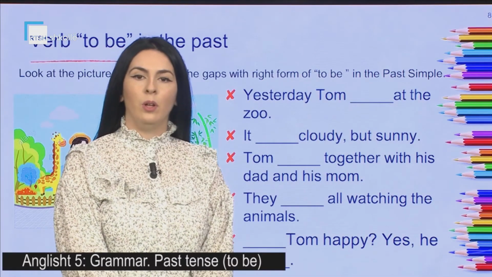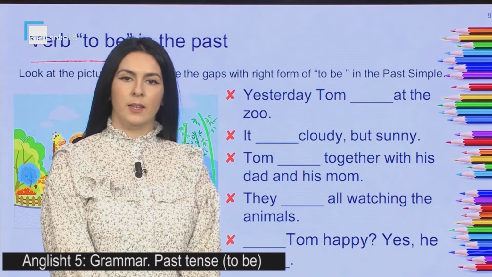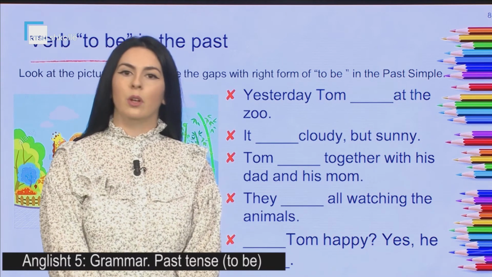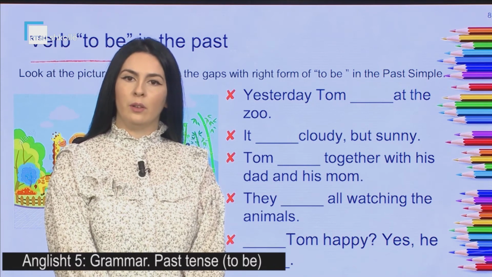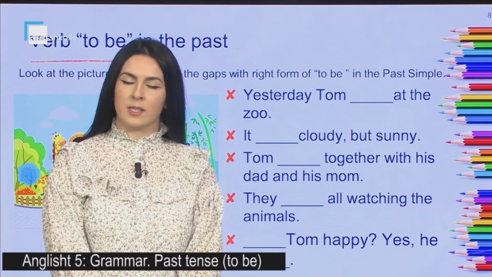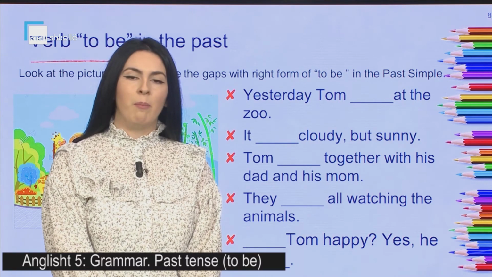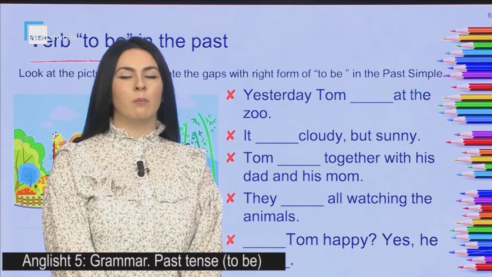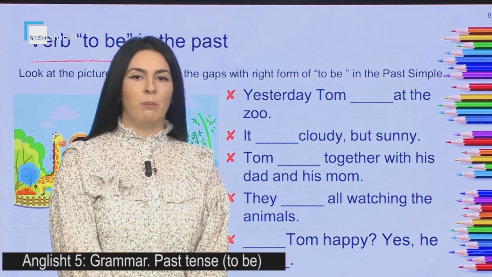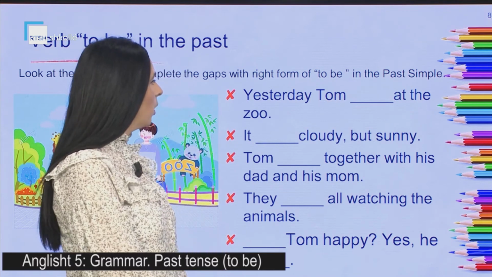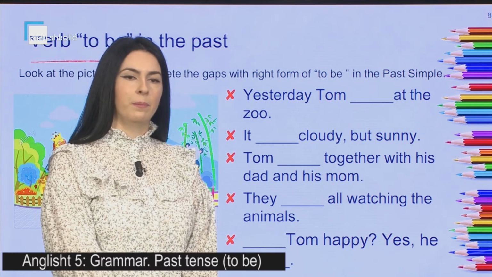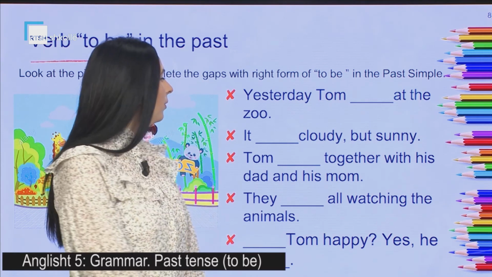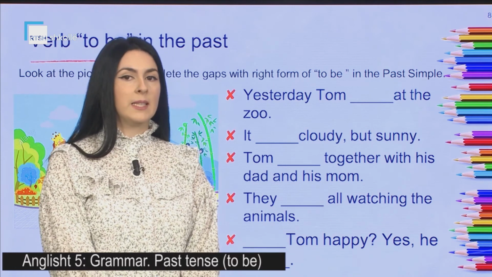Now I want you to take a few seconds and watch the sentences. I want you to put the verbs in the correct form of the past simple tense. So, be careful, remember, am becomes was and are becomes were. Is as well becomes was. So, yesterday Tom at the zoo. Think about it. It cloudy but sunny.